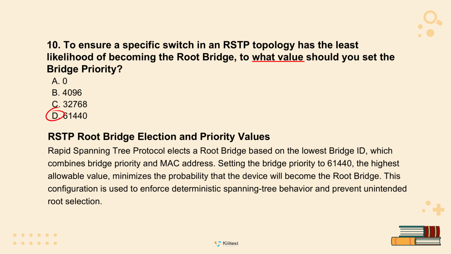Well, spanning tree is designed to be deterministic. It always prefers the lowest bridge ID, which is a combination of that priority value and the MAC address. So to force stability, you find the switches that should absolutely never be the root, like a simple access switch, and you give them the highest priority value possible. By setting it to 61440, you make it the least desirable candidate in the election, which helps ensure your root bridge stays put on a predictable central core switch.